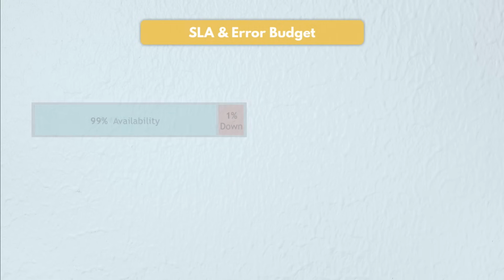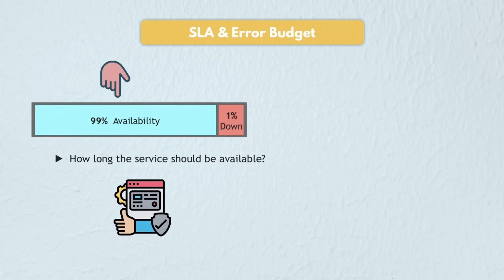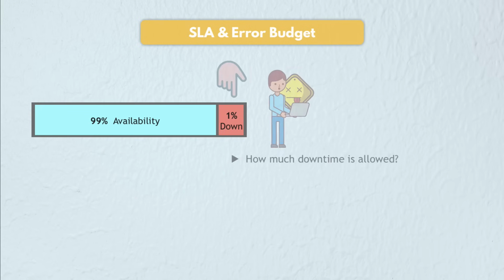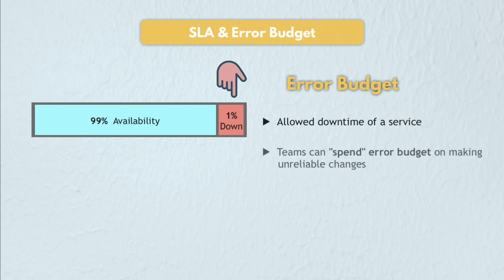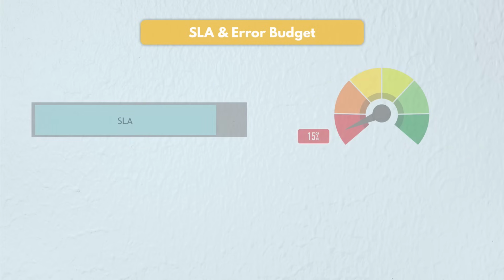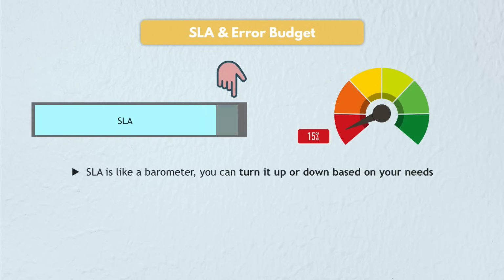As I said, SLA for availability defines how long the service should be available or how much downtime is allowed for that service. And that allowed downtime is also what's called an error budget in SRE. And a team can, quote unquote, spend that error budget on making unreliable changes. So basically that error budget says that we're allowed to have that much downtime in our system without losing business, making customers unhappy, etc. So SLA is like a barometer. You can turn it up or down based on how reliable your system needs to be.